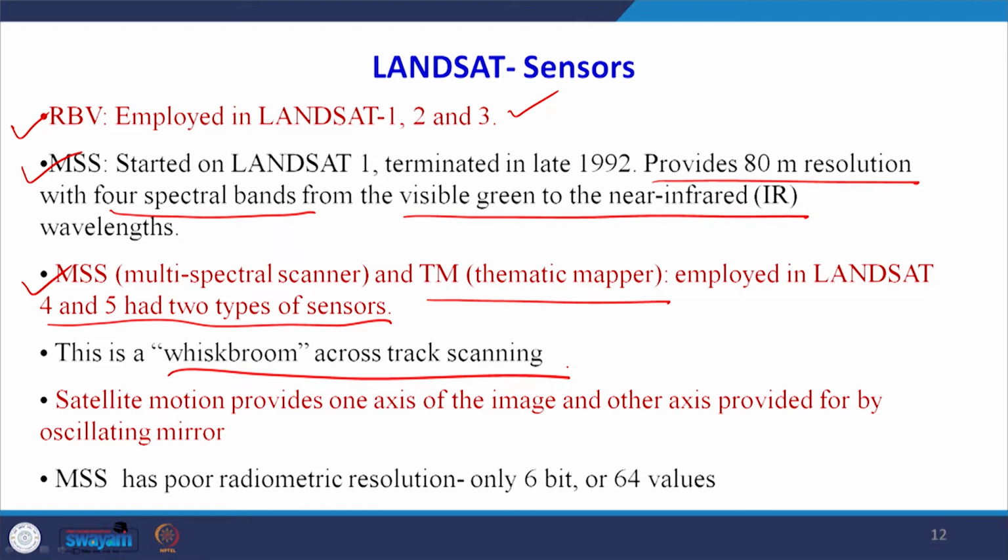The MSS has an oscillating mirror, which was creating some kind of error in the data set, also distortion in the data set. So, this MSS technology was later on dropped. It also had a poor radiometric resolution. The MSS was operating in 6-bit data. So, 6-bit is 2 to the power 6, that is 64 DN values.